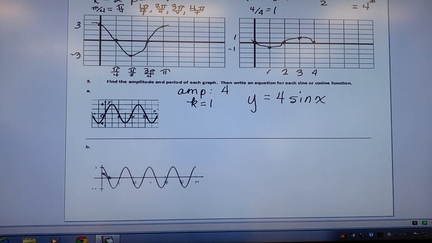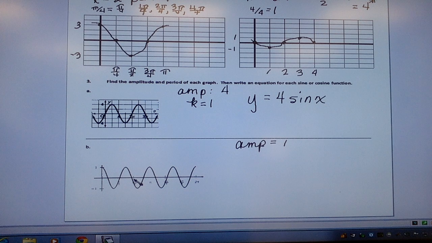Let's take a look. This function is starting at 1, going through 0, hitting a minimum of -1, coming back to 0, coming back to 1. So that's a cosine function. 2 pi is right here. Cosine is max, 0, min, 0, max. It's going from negative 1 to +1. So that means that my amplitude is 1.